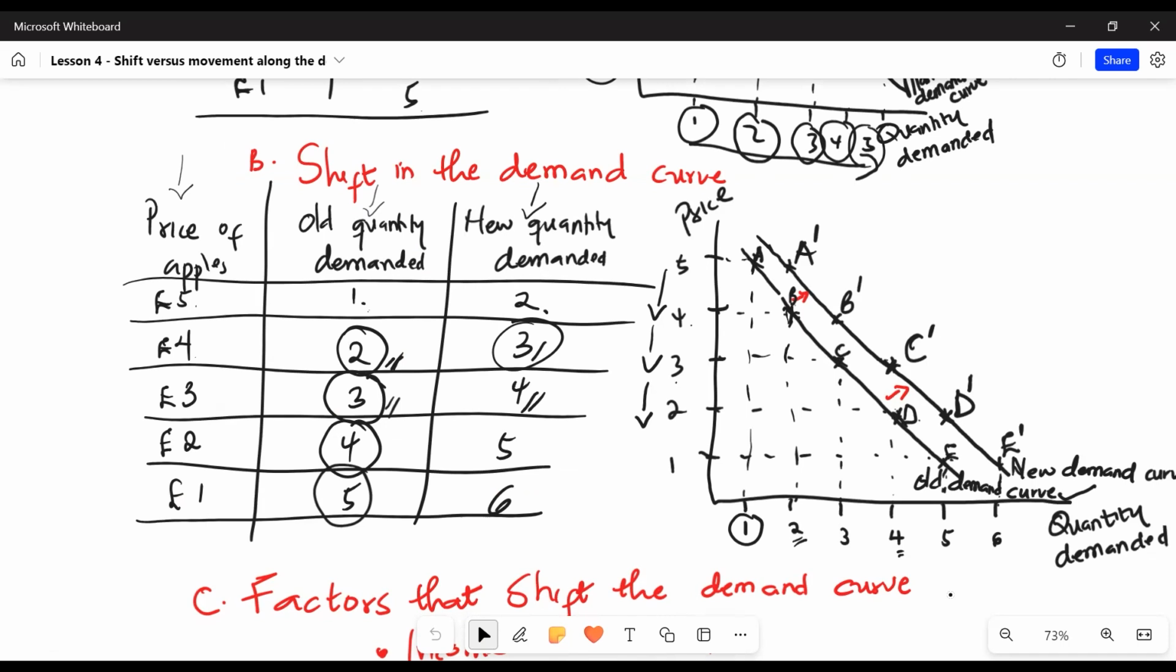In our example, we talked about an increase in demand, but it could also be a decrease in demand depending on what changes in the market. So this is all that we have for shift in the demand curve versus movement along the demand curve. Our next lesson is going to be on individual supply.